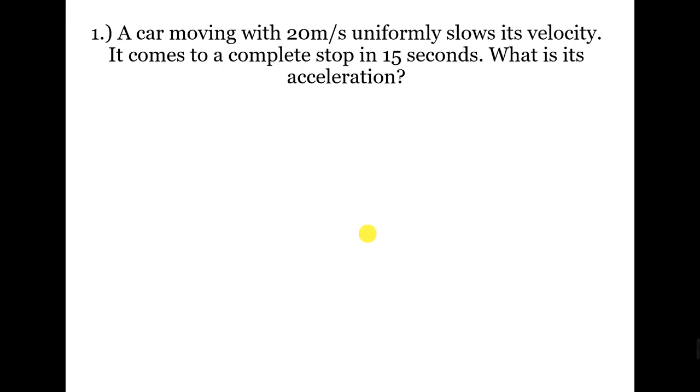Problem number 1. A car moving at 20 meters per second uniformly slows its velocity. Now it comes to a complete stop in 15 seconds. What is its acceleration? Let us know first what is the formula for average acceleration.